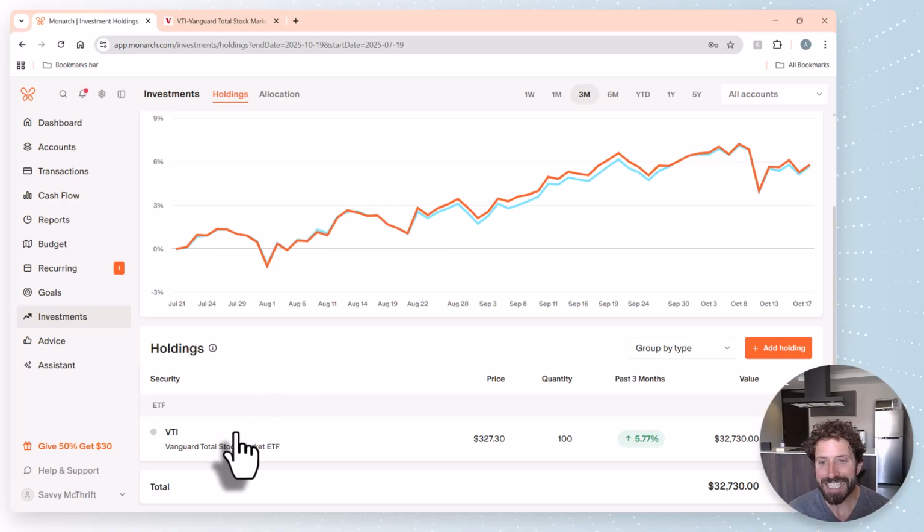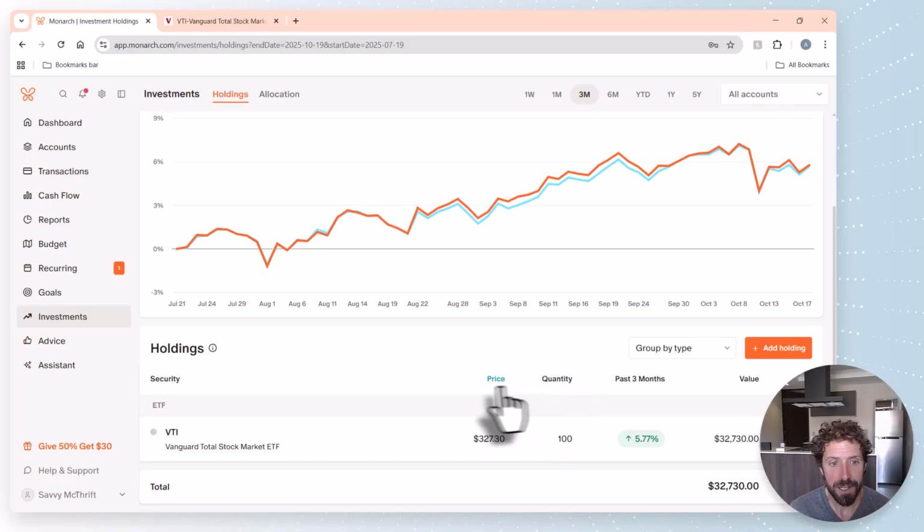The only thing it doesn't do, and maybe this is something Monarch will bring in at a later point, is break down what is within that total stock market ETF. So it would be nice to drill into this within the app. But the good news is that's super easy information to get.